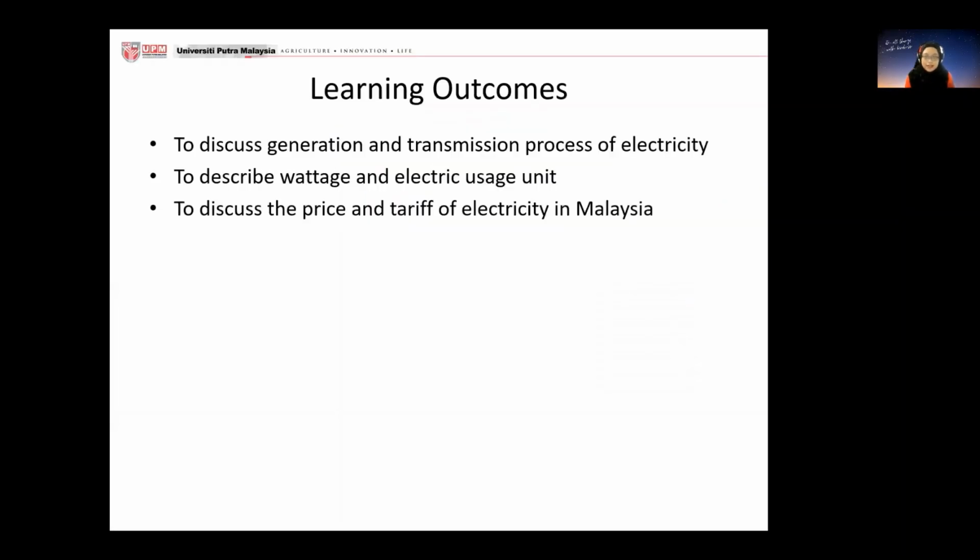So in this class, we are going to learn about first the generation and transmission processes. And then we'll also describe voltage and electric usage unit. And lastly, we'll top it off with discussion on the price and tariff of electricity in Malaysia.